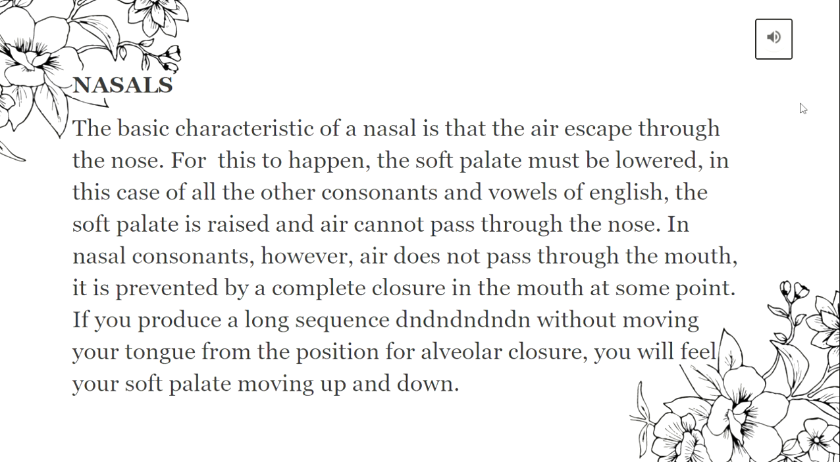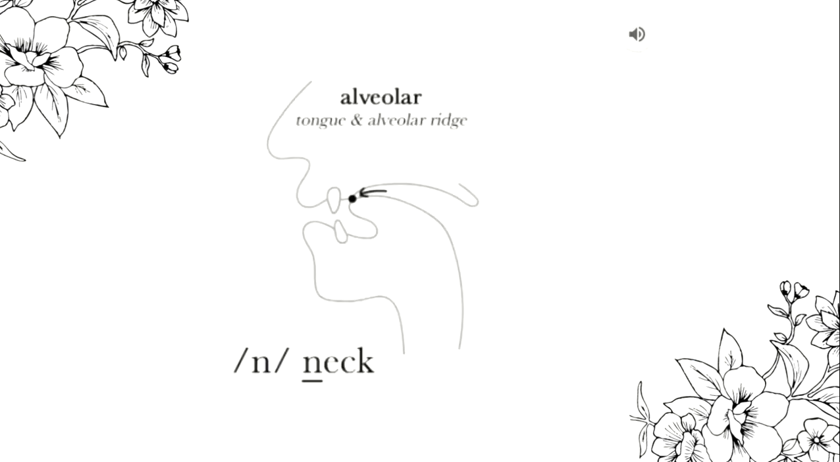Nasals. The basic characteristic of a nasal is that the air escapes through the nose. For this to happen, the soft palate must be lowered. In the case of all the other consonants and vowels of English, the soft palate is raised and air cannot pass through the nose. If you produce a long sequence of "dien, dien, dien," without moving your tongue from the position of alveolar closure, you will feel your soft palate moving up and down.